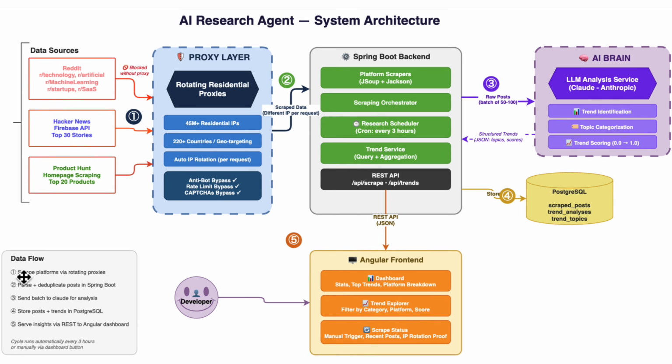Here, let's have a quick look at the data flow. As I mentioned, first we scrape the platforms via rotating proxies, then parse and deduplicate posts in Spring Boot, send a batch to Claude for analysis, store the posts plus trends in PostgreSQL, and then serve insights via REST to the Angular dashboard. The cycle runs automatically every 3 hours, or it can be manually triggered from the dashboard. So this is the architecture of our AI agent that we will implement step by step.